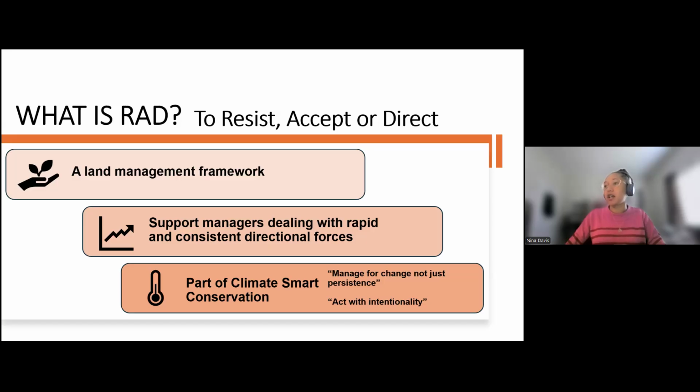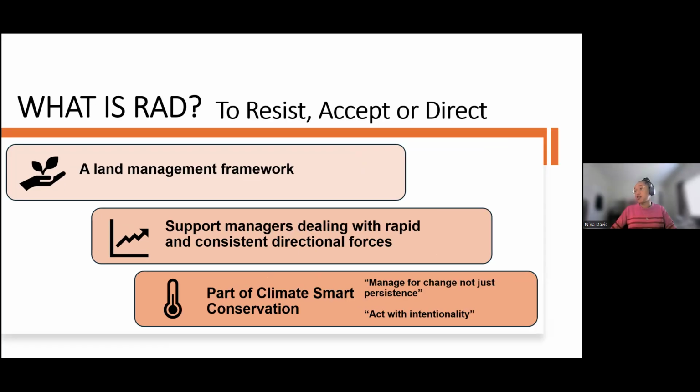At its core, RAD gives us a shared language for talking about change. So we can ask, should we resist change by holding on to what we have? Should we accept change and focus our efforts elsewhere? Or should we direct change toward a future that we choose? Importantly, these are intentional decisions. They're not accidental outcomes. In other words, RAD is about looking ahead, understanding what's coming, and making a conscious choice about where to put our time, our money, and our effort.